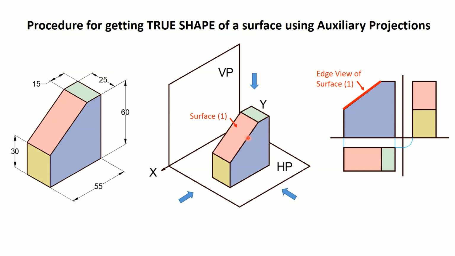You can see surface 1 in the front view appears as this line. However, the same surface 1 in top view appears as a rectangle, which is not its true shape, as discussed earlier. Similarly, the same surface 1 also appears in its apparent shape here in the side view. So this line here actually represents surface 1, and this line is called the edge view of surface 1.